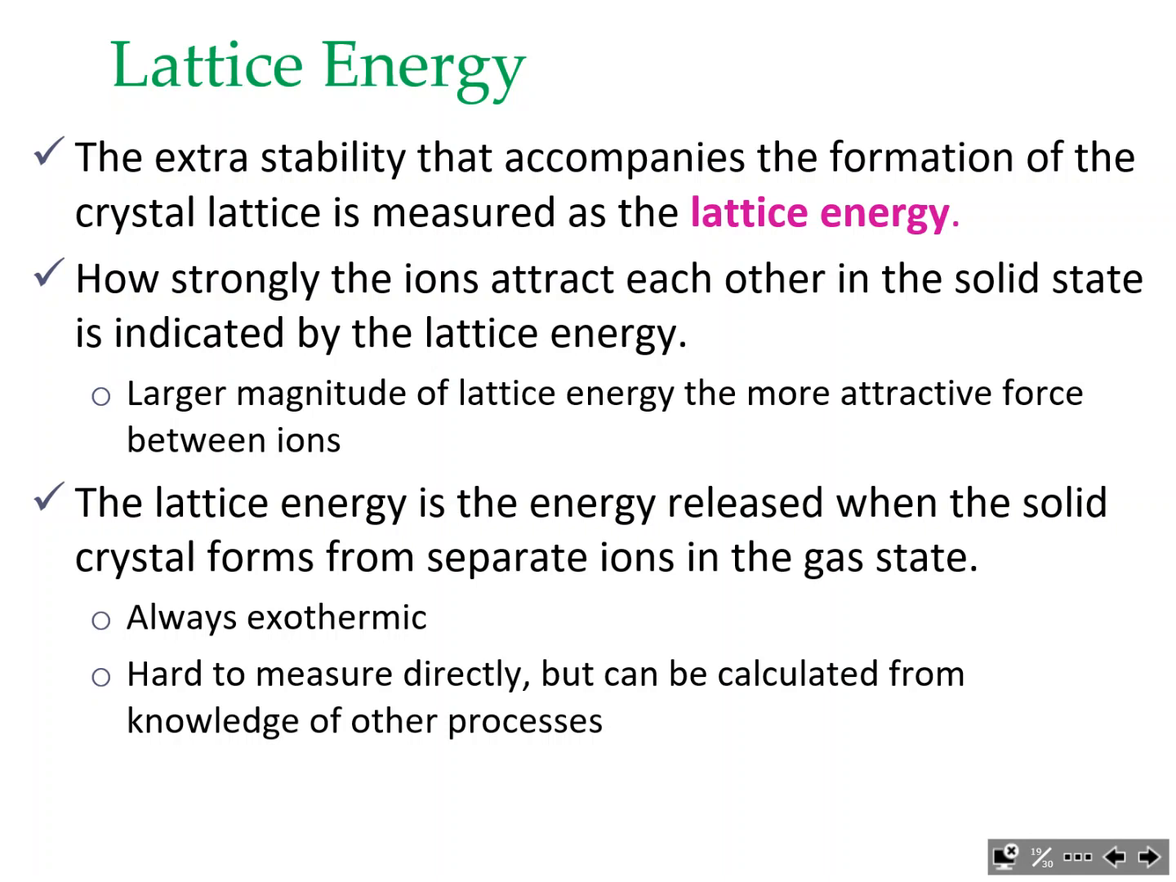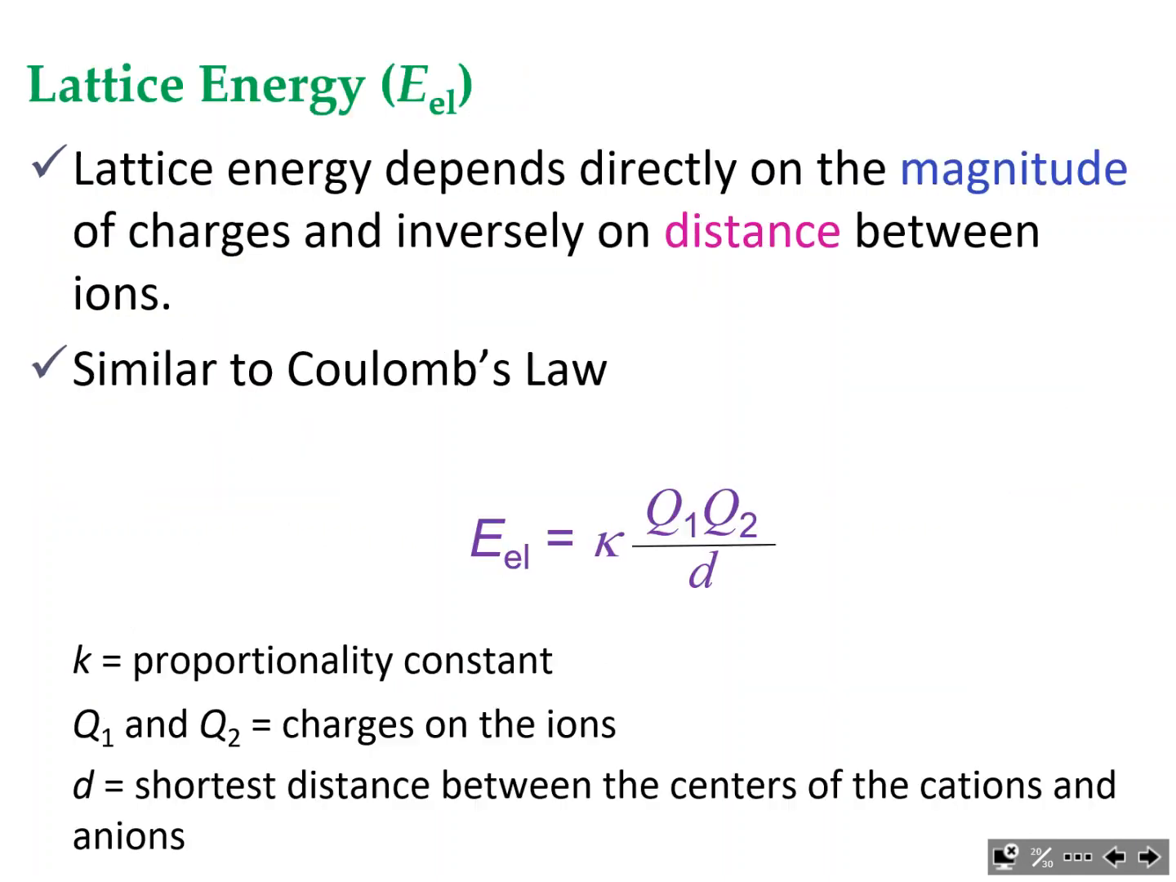Lattice energy is released when the solid crystal forms from separate ions in the gaseous state. This is always an exothermic process because heat's being released. Forming is warming. It's hard to measure directly, but can be calculated from the knowledge of other processes. So lattice energy, as you can see, is very similar to Coulomb's law. Basically, it's still the magnitude of charges on the top, Q1 and Q2, over the distance. And it's not R squared on the bottom this time, it's just distance.